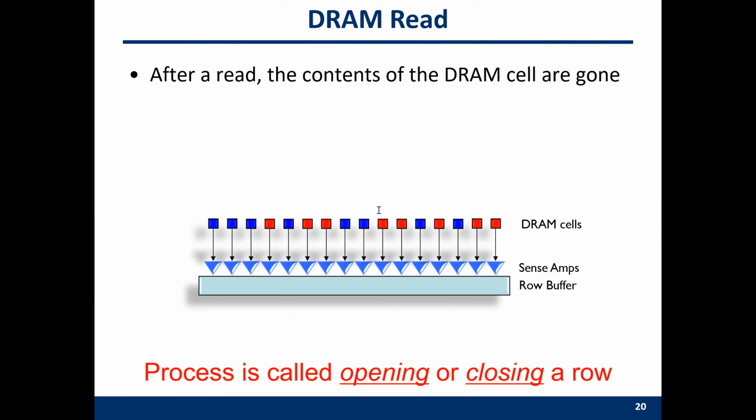So you have a memory line here, and then you do the read operation. Different colors indicate different values. Blue is 1, red is 0. After you do the read operation, the data will be stored in the row buffer. And then your cell has no more data because the data has been destroyed.